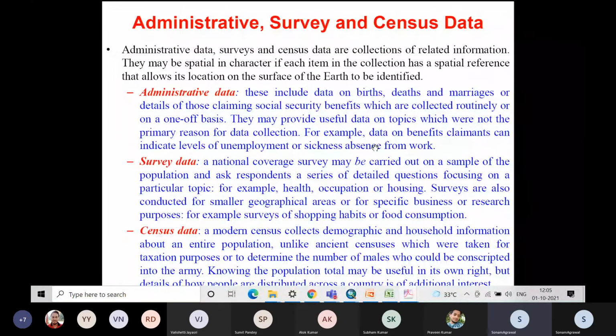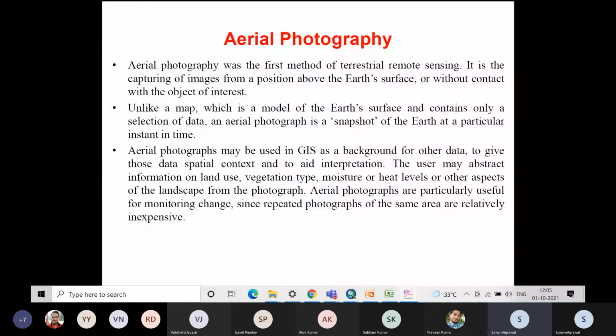After that, another source of spatial data can be aerial photographs. You will be learning about these things in remote sensing and in the next semester in image processing. But all the remote sensing data, whether it is imaging, whether it is lidar data, whether it is SAR data, meaning synthetic aperture radar data, all these data serve as the input data to the GIS.